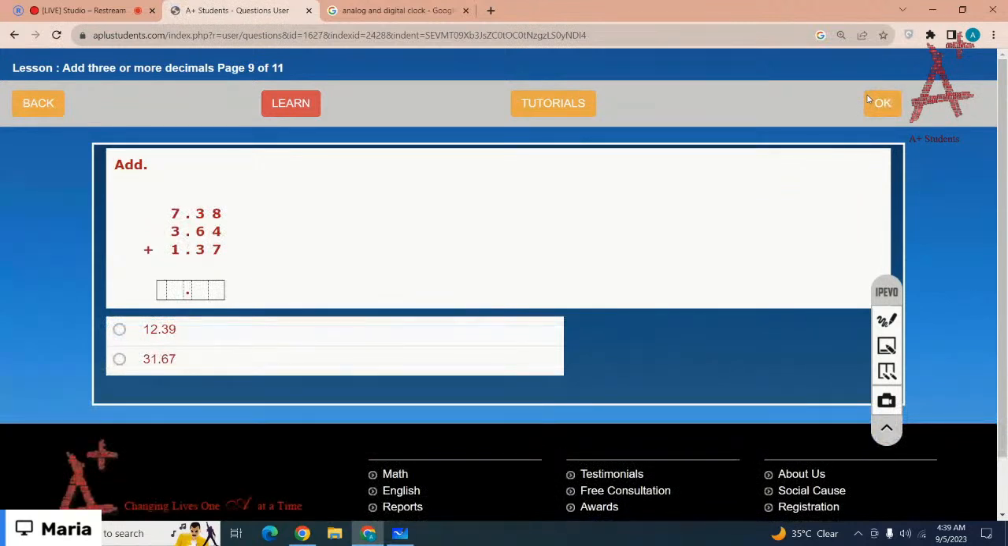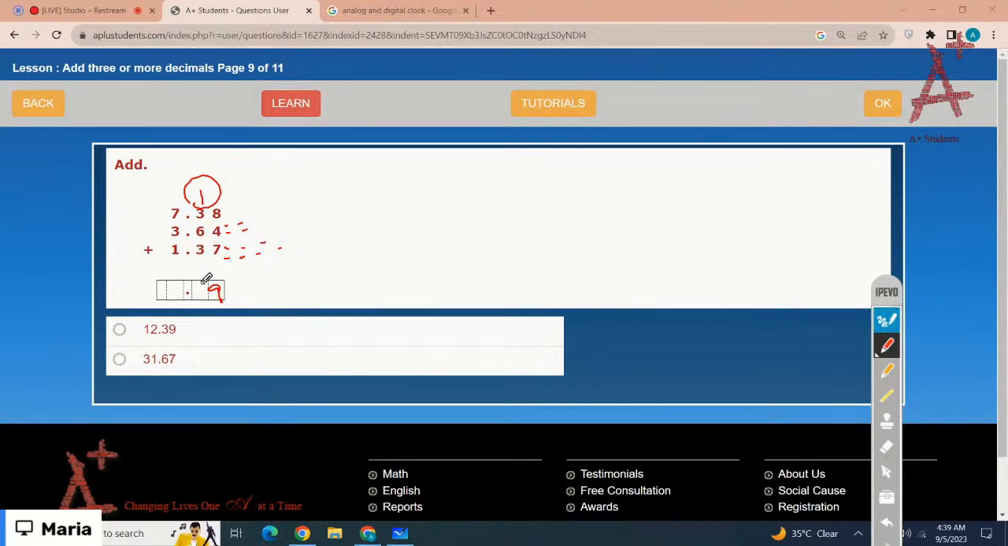Okay, the next one is you have to add. Okay, let's just add. It would be 8, 9, 10, 11, 12, 13, 14, 15, 16, 17, 18, and 19. Write 1 and carry 1. It would be 3, 6, and 3, 9, and 1, 10, 11, 12, 13, 3, and 1. Yes, that would be 12.39. The correct option is option number 1. That would be 12.39.